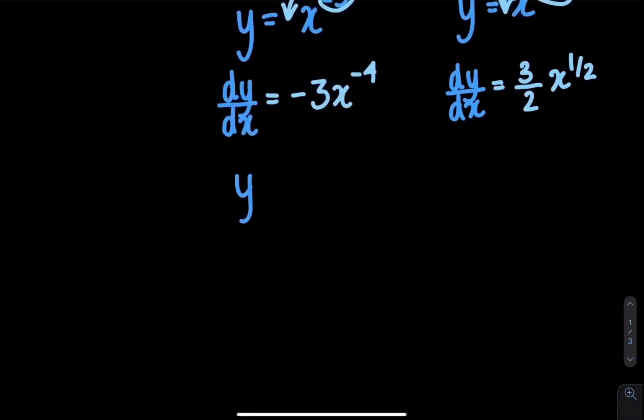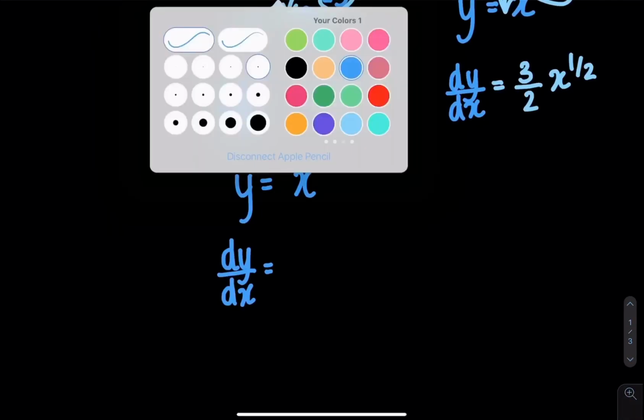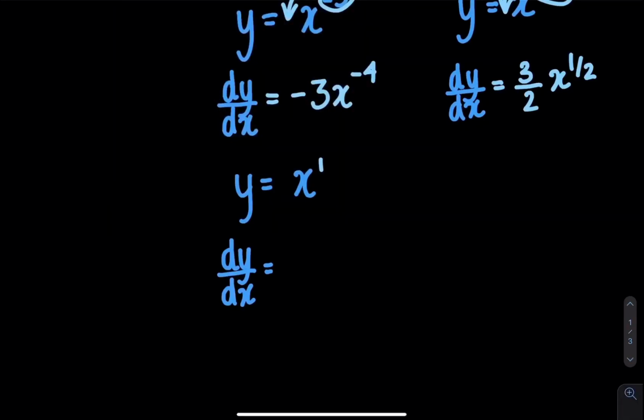If I were to have y equals x, for example. If I want to now differentiate y with respect to x, remember, if there's no power there, it's just a 1. So bring the 1 down, so we have 1x, and then take 1 from the power. So 1 minus 1 is 0. But we know that any number to the power of 0 just gives you 1. So this is the same as saying 1 multiplied by 1, which is just 1.